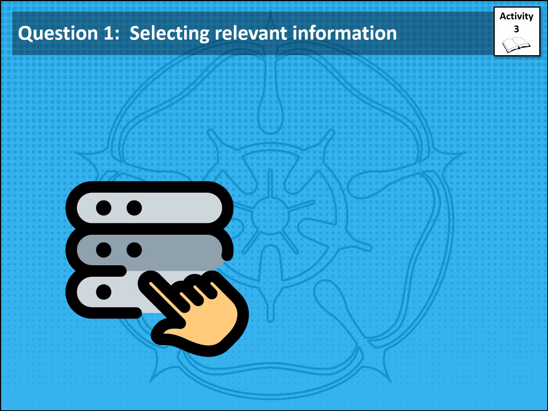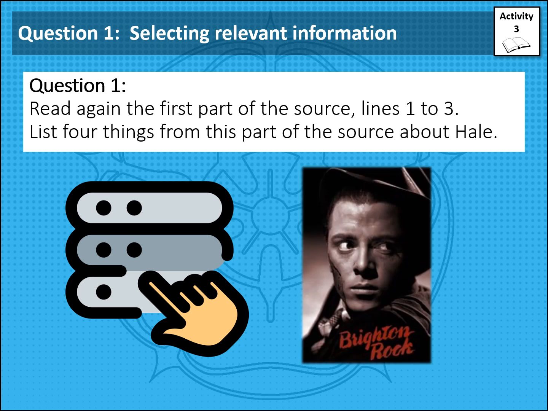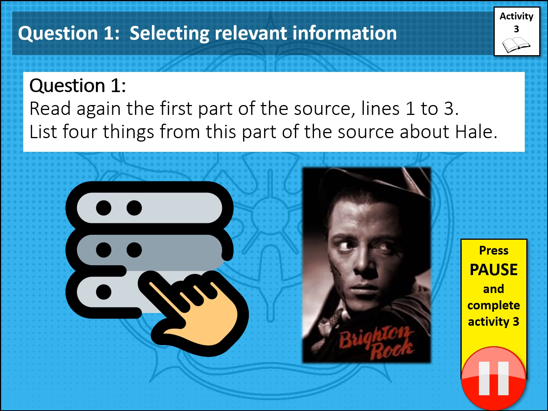For question 1 in the exam, you must make sure that you only select the information relevant to the question. In this case, it must be information about Hale. Press pause, complete activity 3, and then press play to move on.